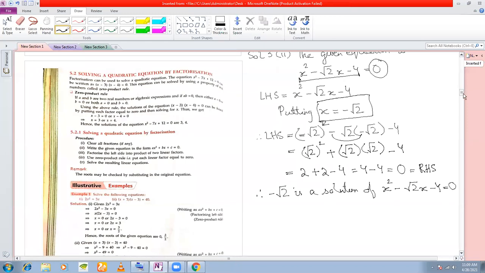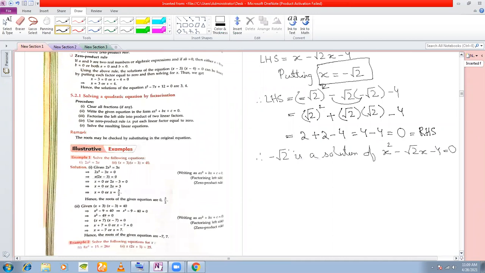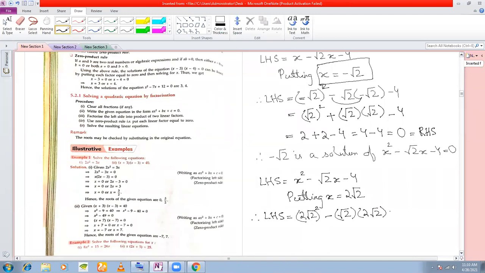Now another number is given, which you will have to check whether it is a solution, 2 root 2. So what you do is, you proceed exactly in the same manner. You put x is equal to 2 root 2. So left hand side is equal to, again write the left hand side, x square minus root 2x minus 4. Now you put x is equal to 2 root 2, because this is what you need to check. Therefore, what does the left hand side become? 2 root 2 square minus root 2 into 2 root 2 minus 4.